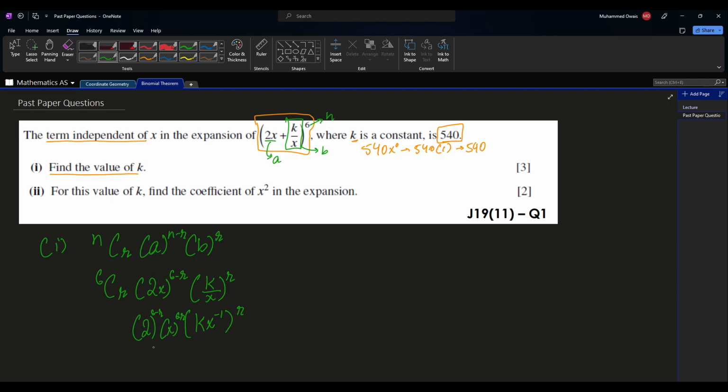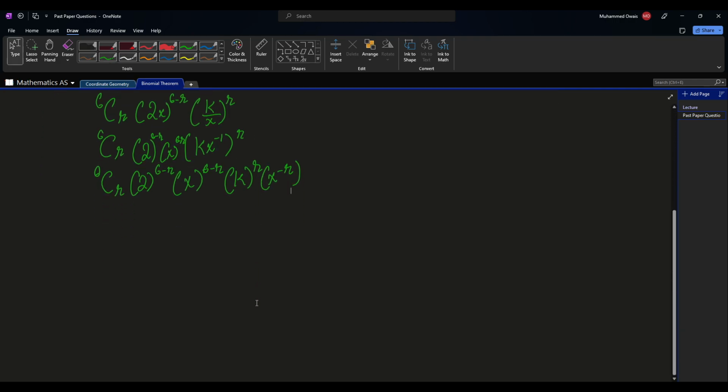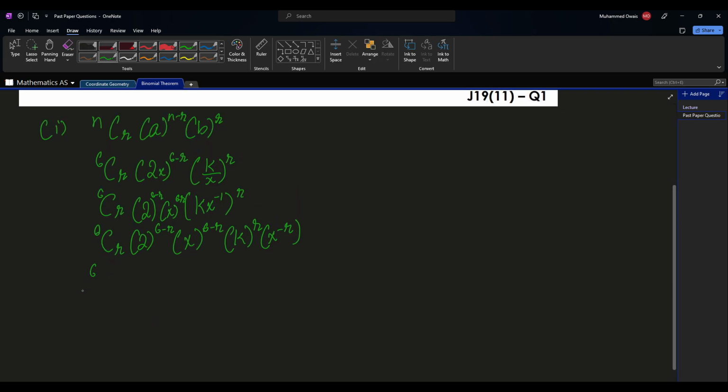So I can just write this as well, to make it easier for myself. 6Cr once again. So 6Cr 2 to the power 6 minus r into x to the power 6 minus r into k power r, and then x to the power minus r. Alright, because the powers multiply with each other. Now then, 6Cr once again, 2 to the power 6 minus r, and this time x is to the power of 6 minus 2r. Minus 2r because powers add with each other. So 6 minus r plus minus r. So this becomes 6 minus 2r, and k still has a power of r.